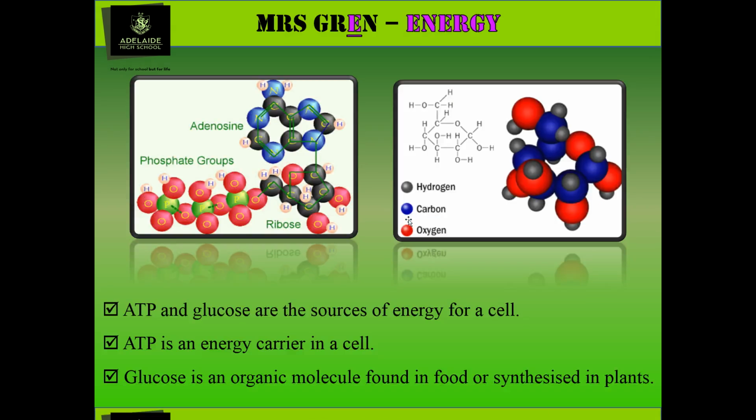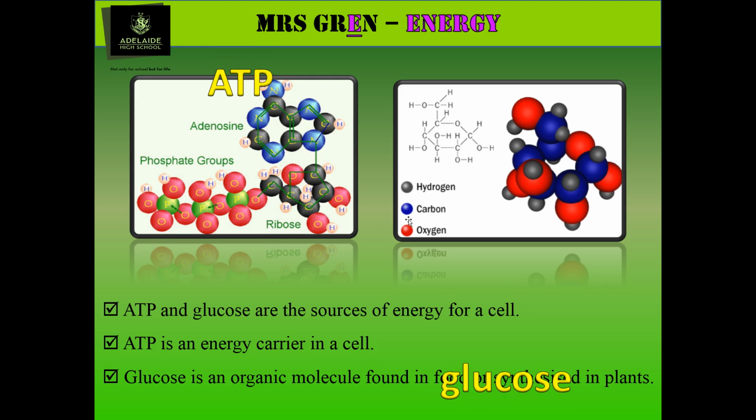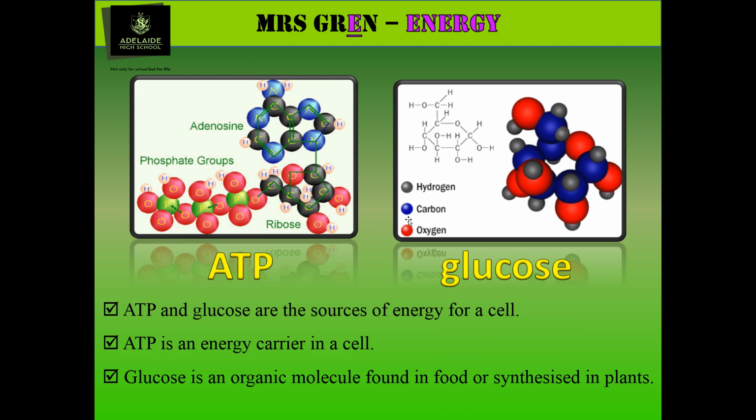Now, we definitely need energy because without energy, you won't be able to move. You wouldn't be able to respond to the stimuli in the environment. And the two sources of energy for a cell would be ATP, adenosine triphosphate, and also glucose. Bear in mind that ATP is an energy carrier in a cell. It is only an energy carrier, it is not an actual organic molecule. Whereas glucose, which you consume in the form of carbohydrates, will be broken down into small monomers called glucose. And this is the organic molecule found in food or even synthesized in plants.